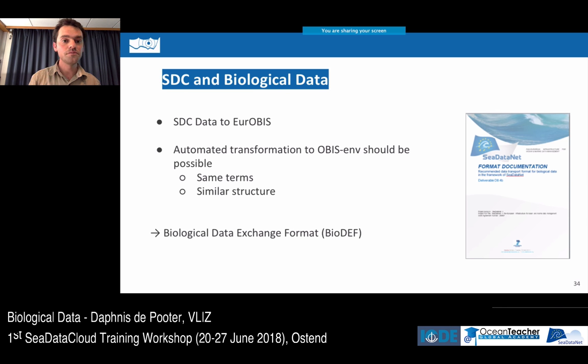Okay, moving on. So now we've been talking about the data standards in EurOBIS and OBIS and in marine biology. So what has this to do with SeaDataNet and SeaDataCloud? Well, we want to also be able to provide biological data in SeaDataCloud. But if data is uploaded in SeaDataCloud, the idea is that that data should flow from SeaDataCloud into EurOBIS in the first step, and then from EurOBIS to OBIS, then GBIF, and Marine Biology, so that the same data is automatically transformed into the OBIS ENV format and will then be available in all the different portals as well.